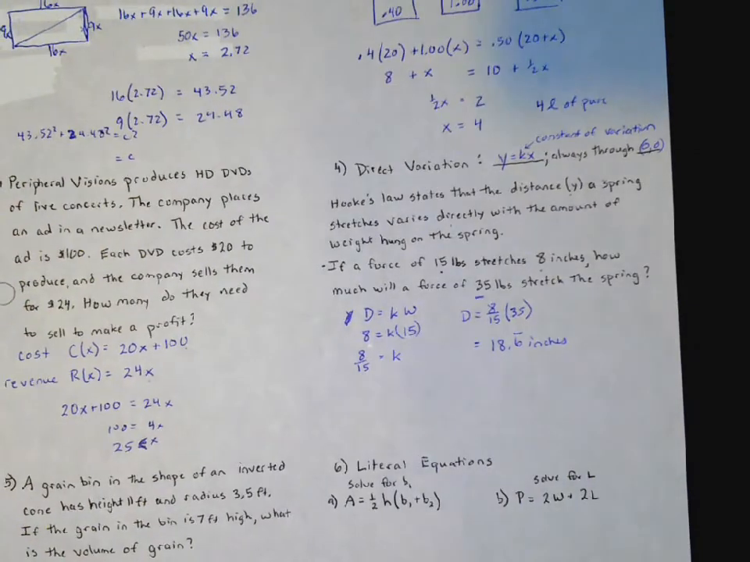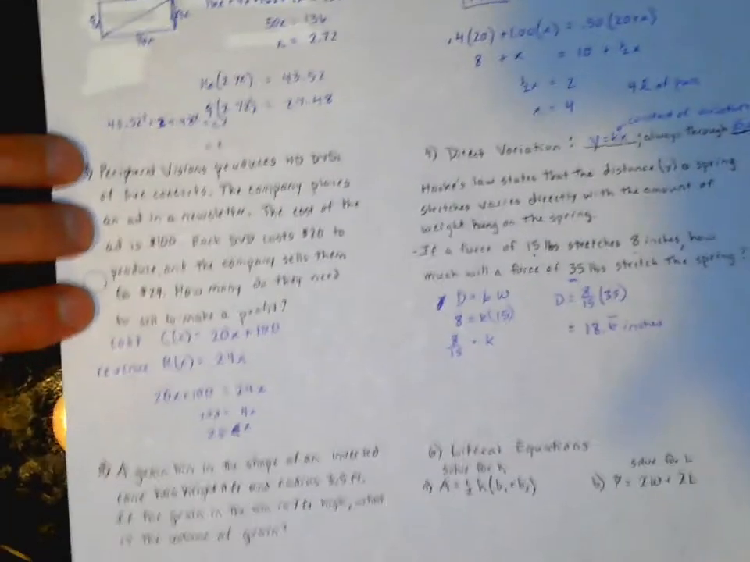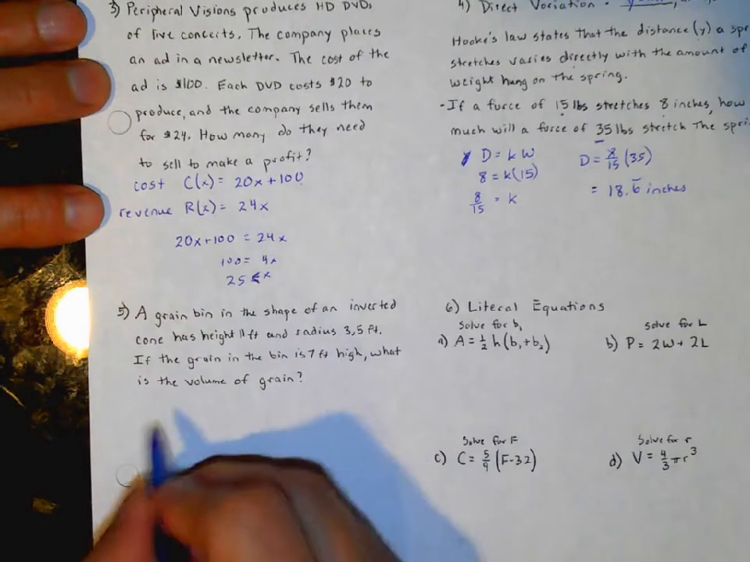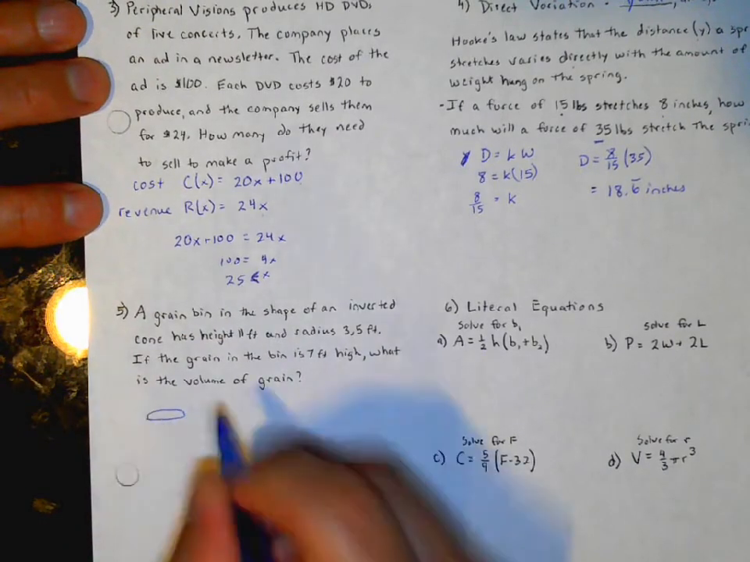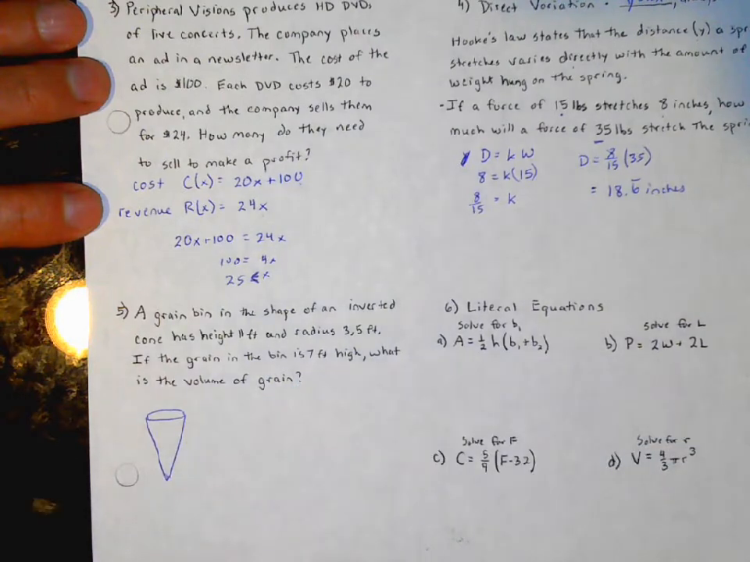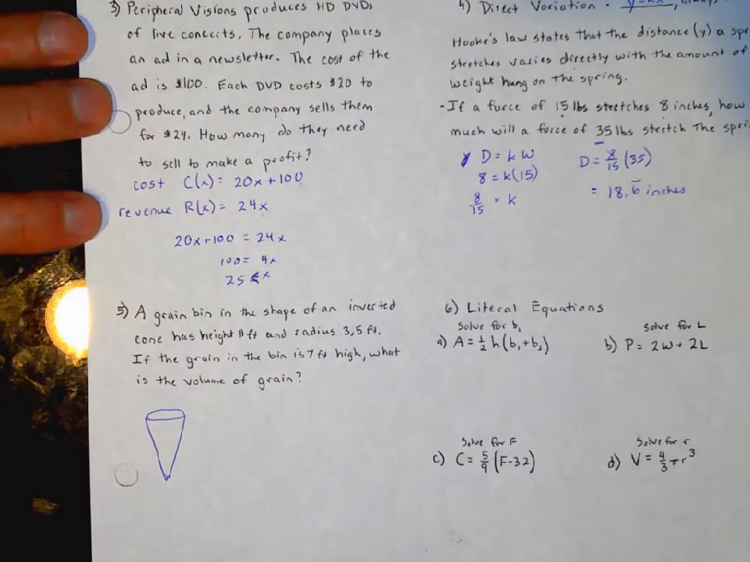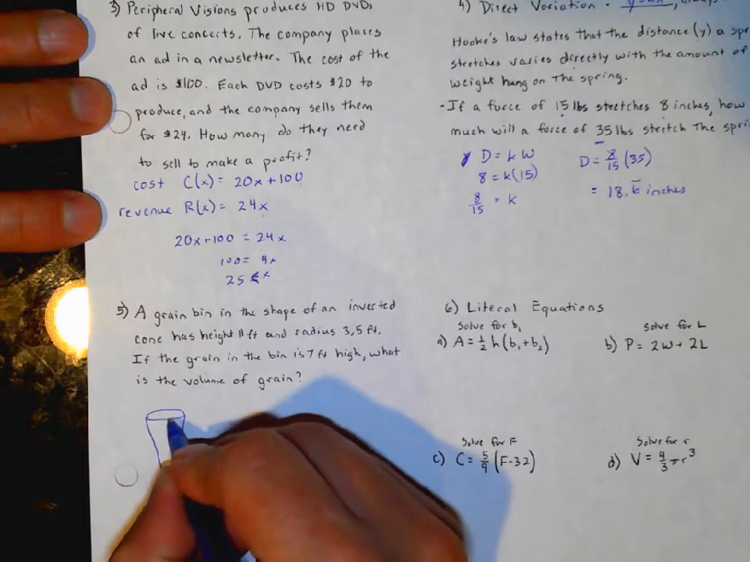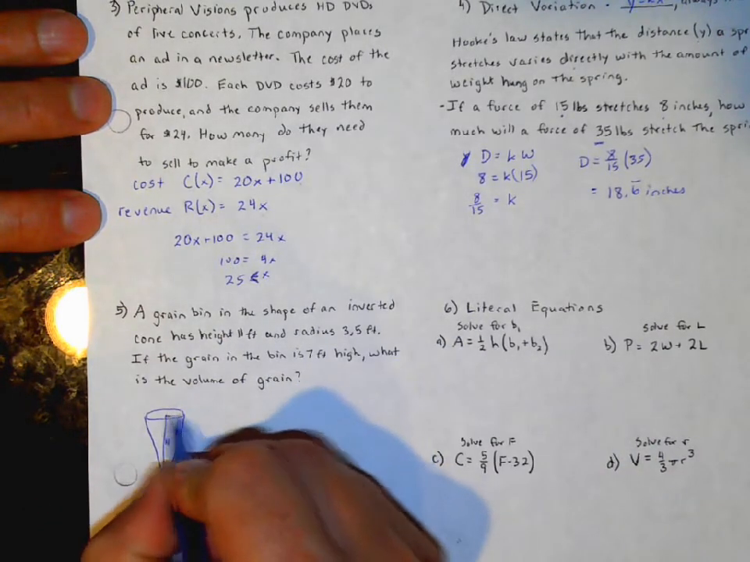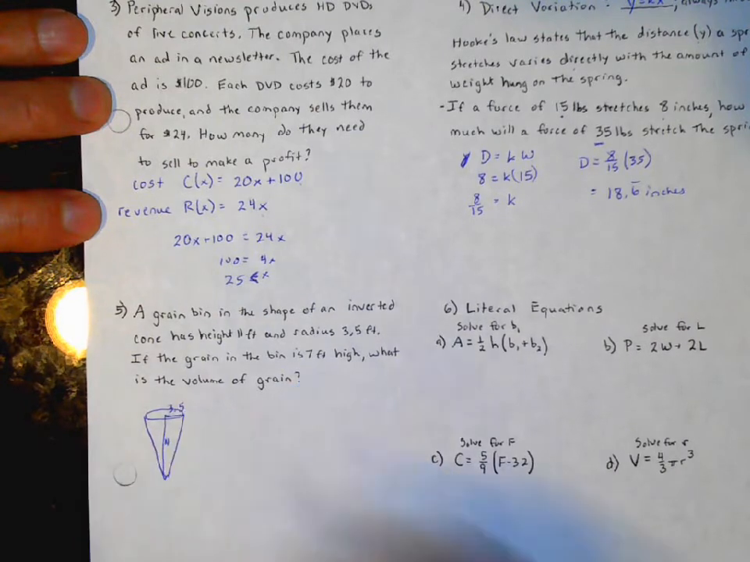Okay. Right. Number 5. Okay, a grain bin in the shape of an inverted cone. So we have a grain bin, and it is an inverted cone. So there's my cone. It has a height of 11 feet, so the height is 11 feet, and a radius of 3.5 feet.